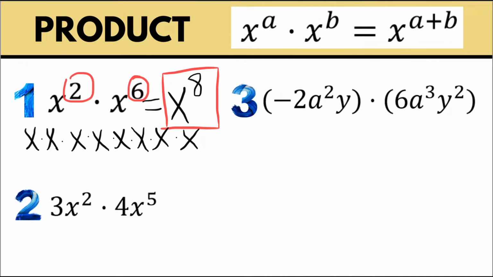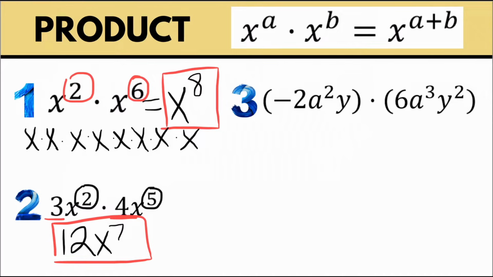3x squared times 4x to the 5th. Now, this time my coefficients are numbers other than 1, so I'm going to multiply those first. 3 times 4 is 12. And then x squared times x to the 5th. If I add these two exponents, 2 plus 5 gives me 7, so this is 12x to the 7th. And that is it.